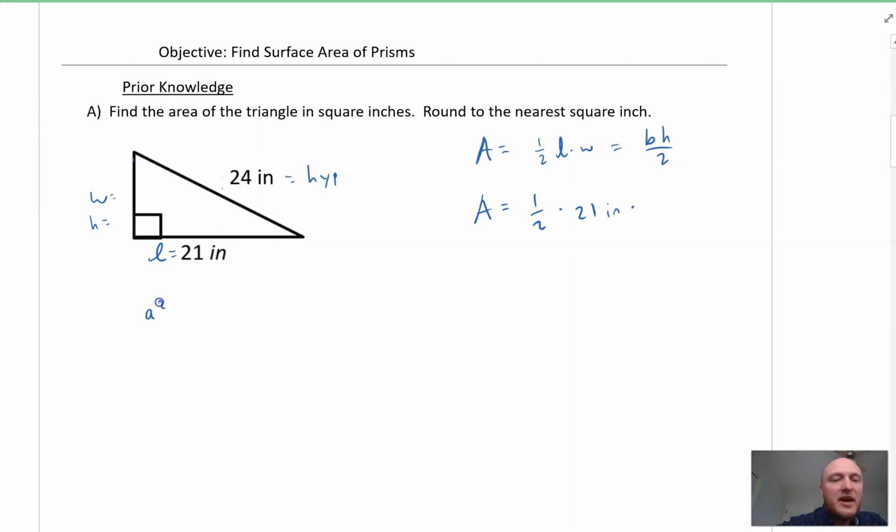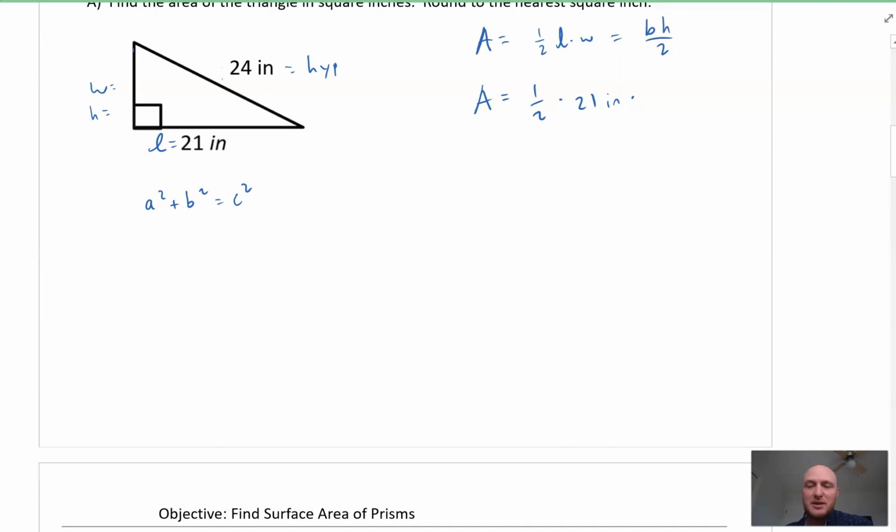Well, I do know that a squared plus b squared is equal to c squared. This is what is known as the Pythagorean Theorem. I'll just call this side a, the height. So a squared plus 21 squared is going to be equal to the hypotenuse squared, 24 squared. So I'll go ahead and calculate these. We get 21 squared, which is 441, and 24 squared, which is 576.